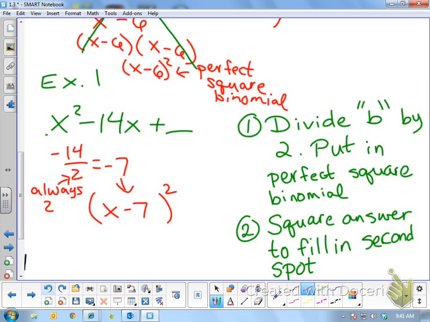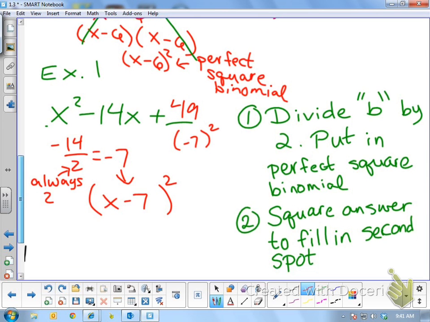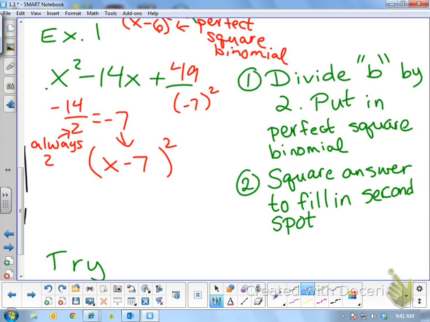So then, what did we say we had to do to get the blank spot? Okay. Square it. It's a perfect square, so negative 7 squared is 49. So the general steps are on the side. The general steps say, divide "B". I put B in quotations so you know it's not part of another word. Divide B, that's the middle number, by 2. Put that in the perfect square binomial. And then you square the answer to fill in the blank spot. Fill in the second spot.